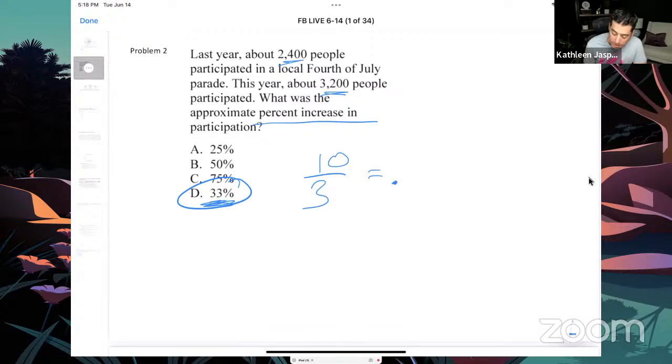So we do, how many times does 3 go into 10? 3 goes into 10 3 times. So 3 times 3 is 9. 10 minus 9 is 1. Add another 0. How many times does 3 go into 10? It goes in 3 times. Minus 9 equals 1. Take it away as 0.